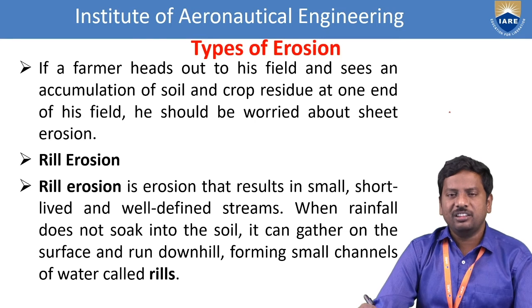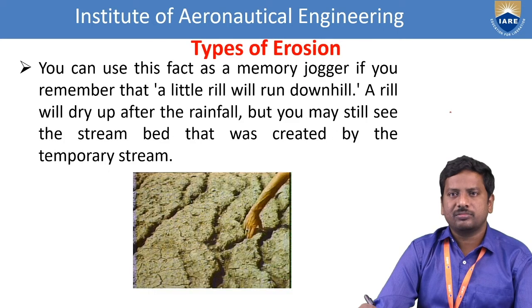So the second one is rill erosion. Rill erosion is erosion that results in small, short-lived and well-defined streams. That means when rainfall does not soak into the soil, it can gather on the surface and run downhill, forming small channels of water called rills. So you see the diagram. You can use this fact as a memory jogger: if you remember that a little rill will run downhill, that means a rill will dry up after the rainfall, but you may still see the stream bed that was created by the temporary stream. So this is the diagram for rill erosion.